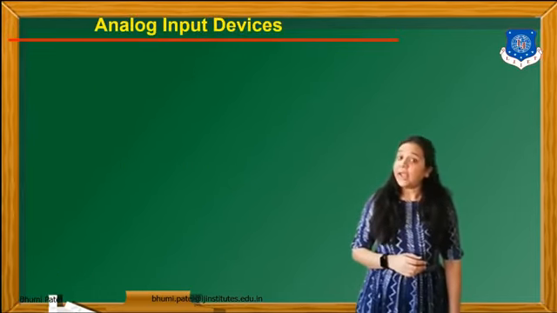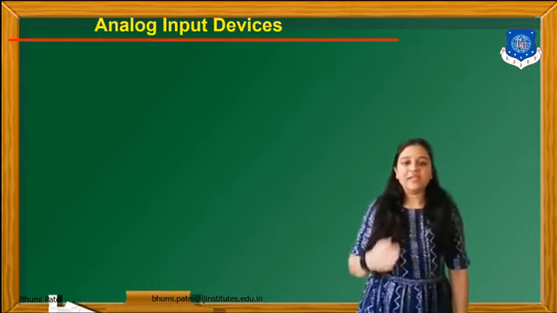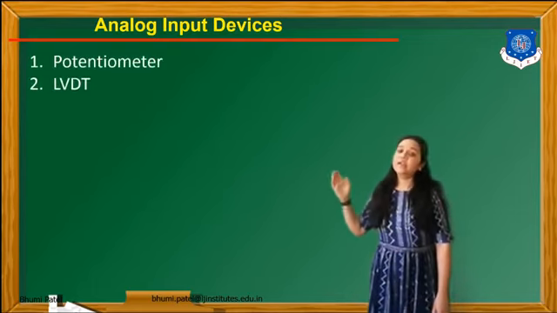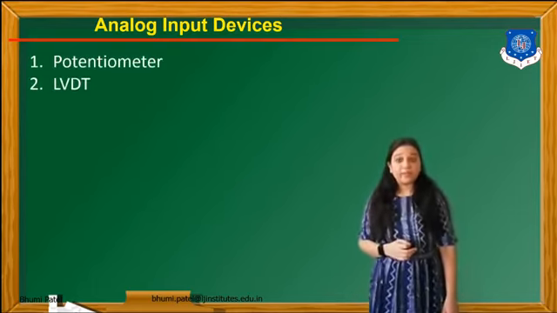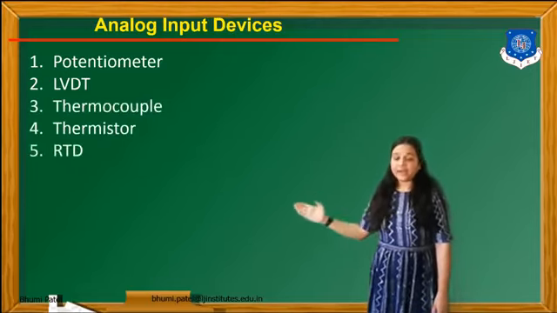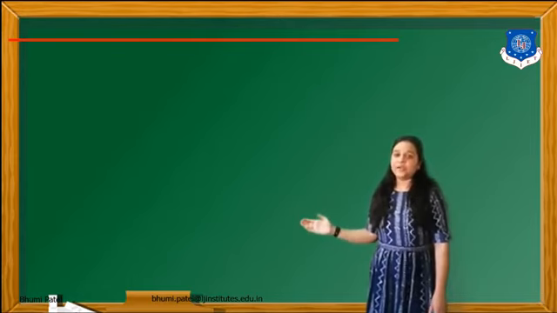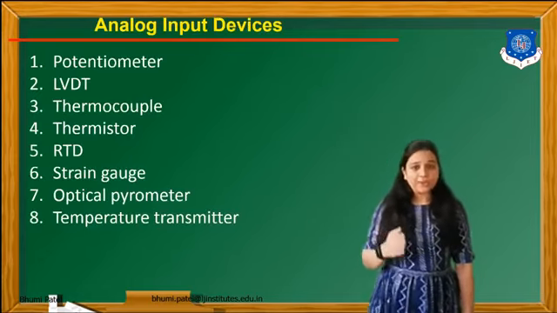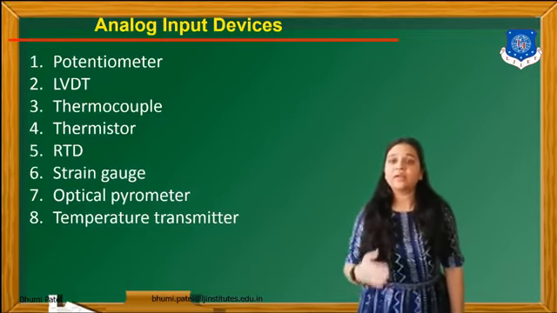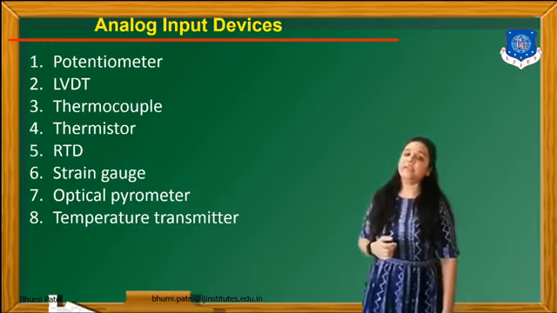So, first of all, the analog input devices that are used in PLC interfacing with the PLC hardware system. First one, potentiometer. The second one is the LVDT, linear variable differential transformer. Then the thermocouple, thermistor, RTD, strain gauge, optical pyrometer, temperature transmitter. Depending upon the requirement or the plant, we will connect different types of analog input devices with the PLC hardware.